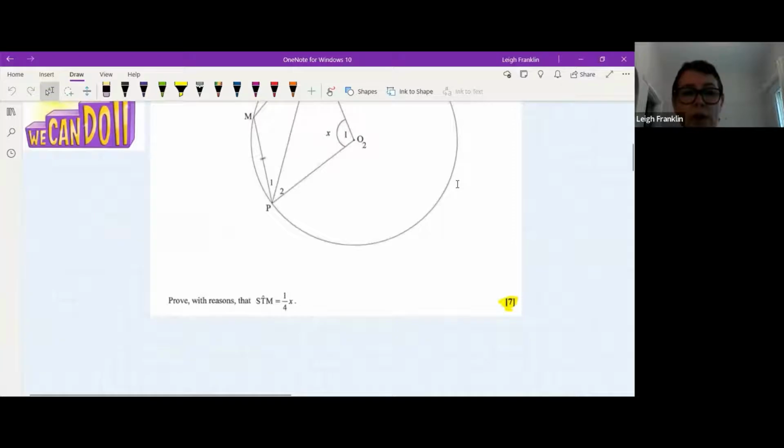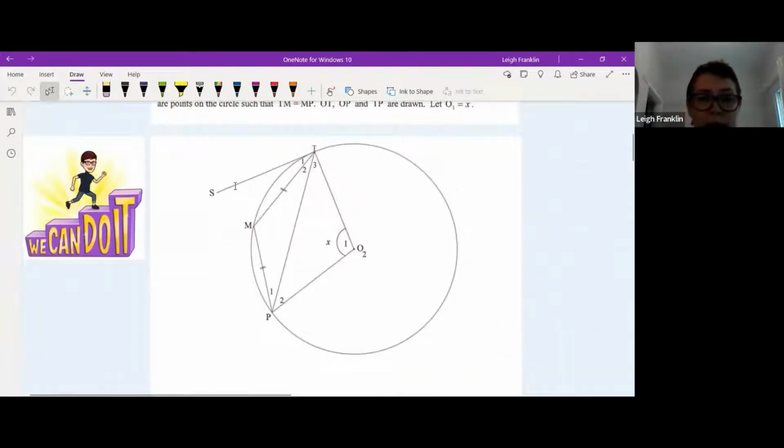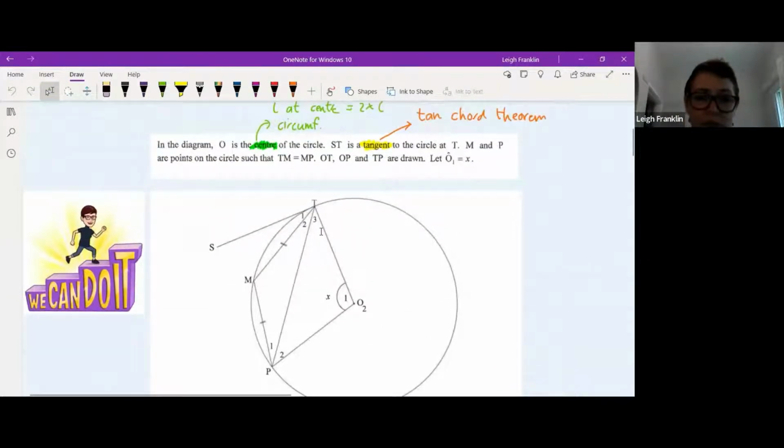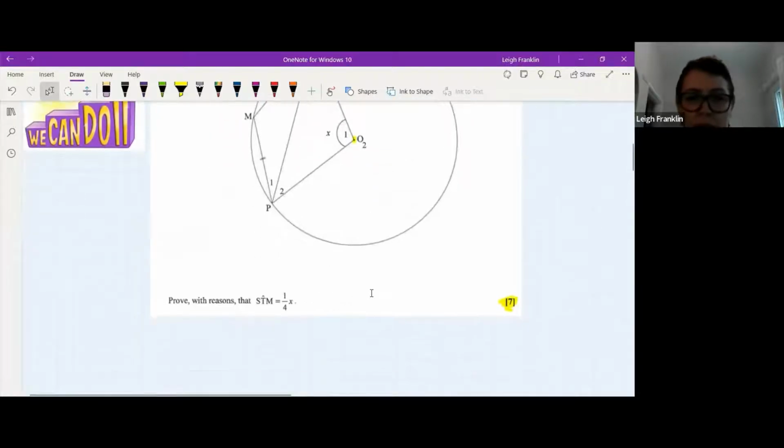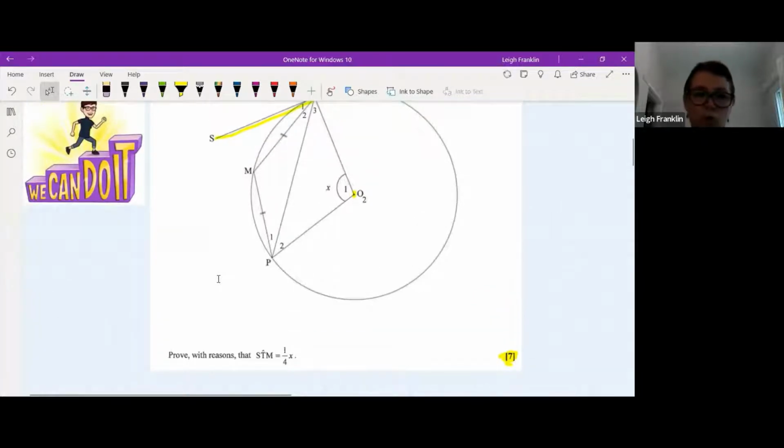All right, guys, so now we have a look at this diagram and we can identify the tangent. There it is, ST over here. So here's our tangent. There's O, the center of our circle. We can also see they've given us angle O1, which they've called X. And then we've got this four-sided shape over here, a diamond shape. Two sides are equal to one another. And then when we go down here, we read, prove with reasons that STM is 1/4 X.